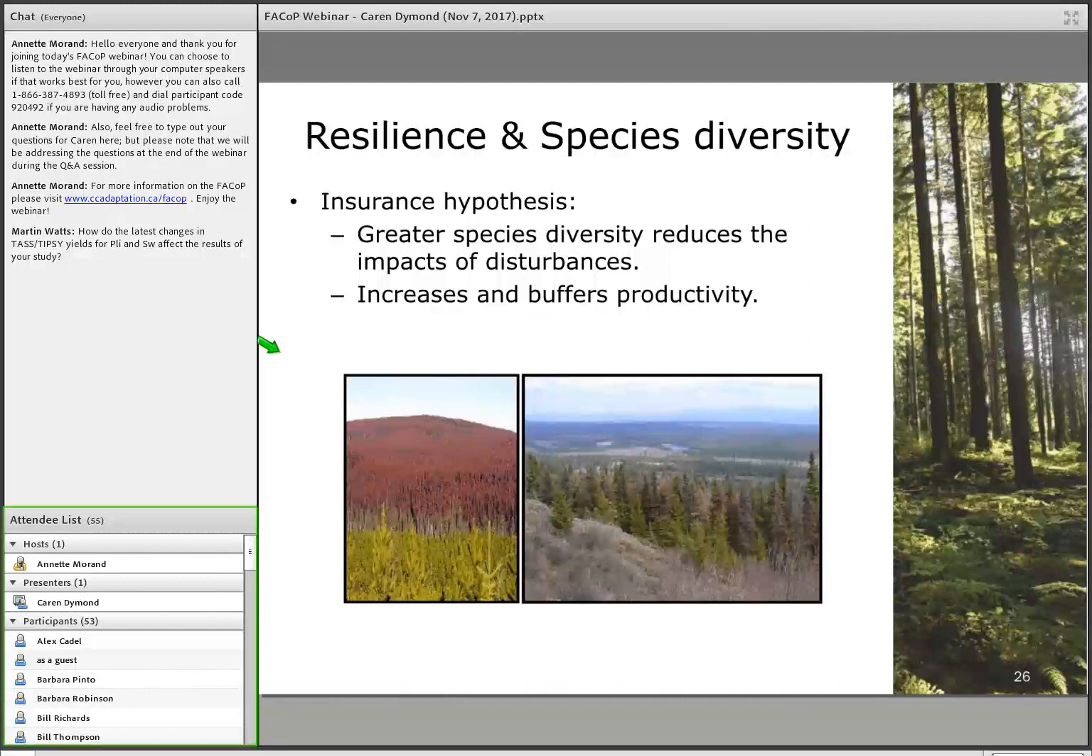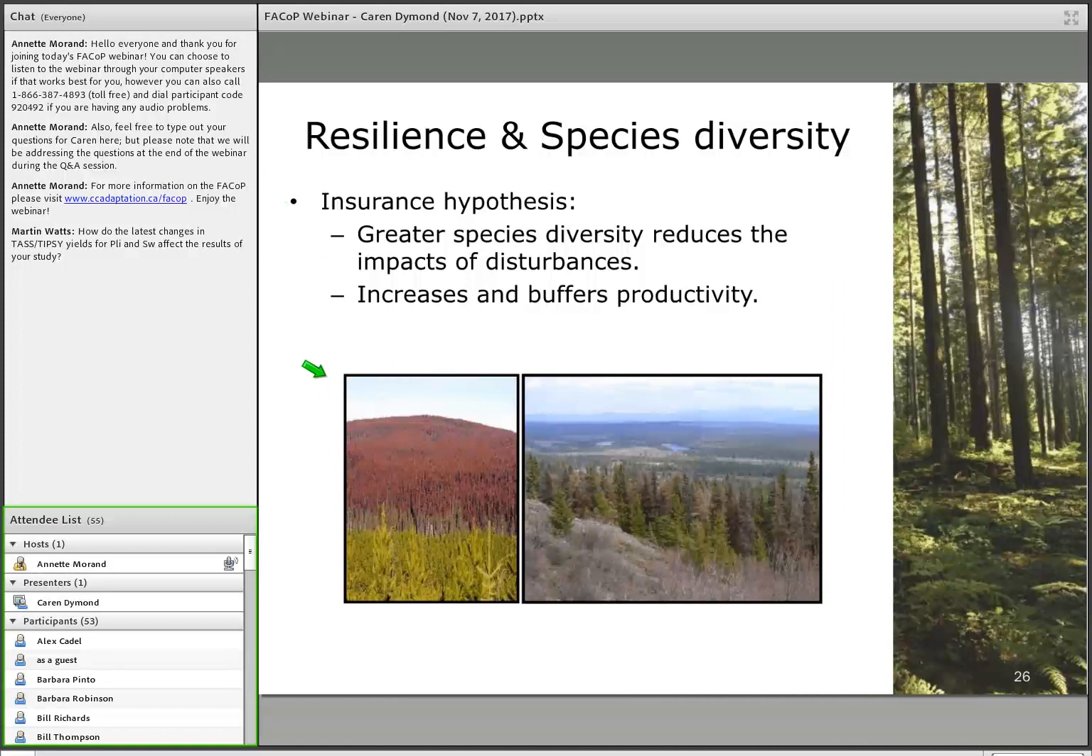Now, one aspect, and only one aspect, of resilience can potentially come from species diversity. In biology, we have this insurance hypothesis, which states that greater species diversity reduces the impacts of disturbances. So it buffers productivity, but also increases productivity. This is similar to the advice an investment broker will give you about your RSP investments: don't put all your eggs in one basket. Have a range of different investments because you don't know what different sectors of the market will bring.